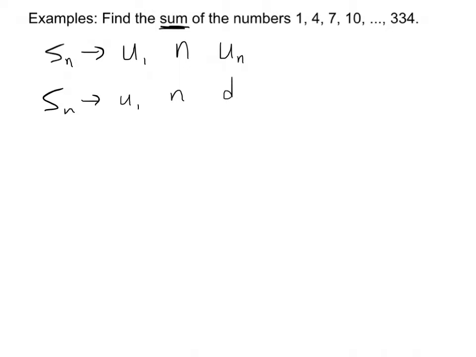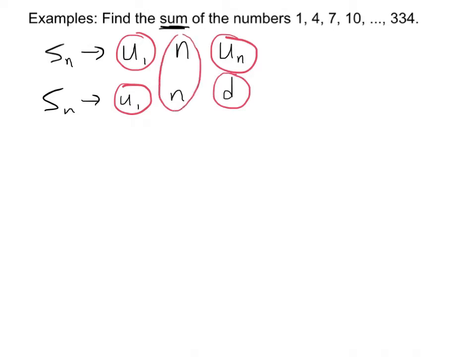It's important for us to pay attention to which formula fits the problem. In our case here, we know what the first term is, we know what the last term is, and we can pretty easily figure out what the common difference is. So in both cases, what we're missing is the number of terms. We need to figure out how many terms there are.